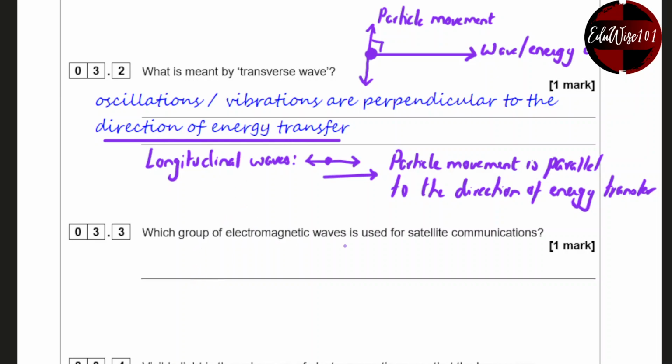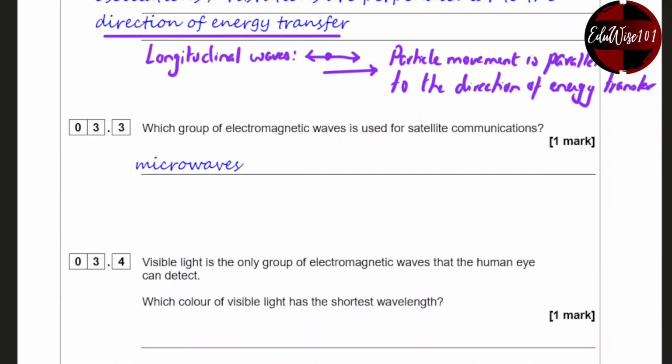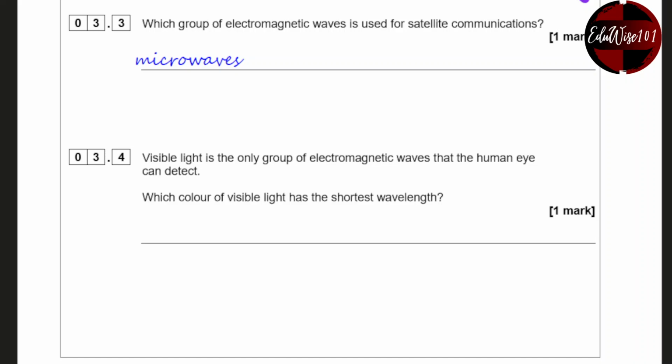Which group of electromagnetic waves is used for satellite communications? Satellite communications are usually done using microwaves. Visible light is the only group of electromagnetic waves that the human eye can detect. Which color of visible light has the shortest wavelength? That would be violet.